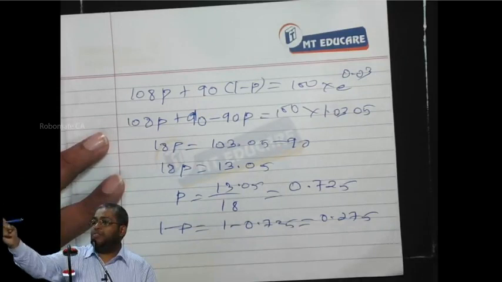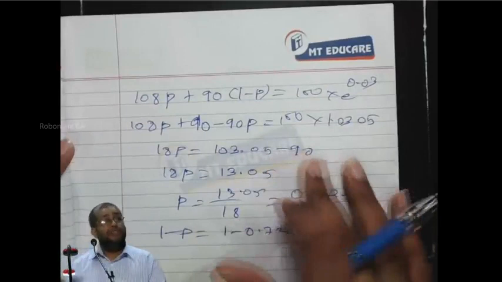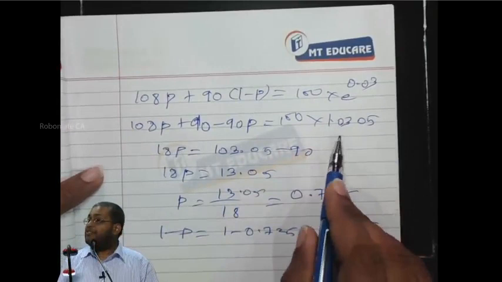103.05. This is the return he expects from the share. How much return? 3% continuously compounded for 3 months. Now, what we do is, this risk neutral person wants 103, or not? In that case, what probability should we assign to get this 103?